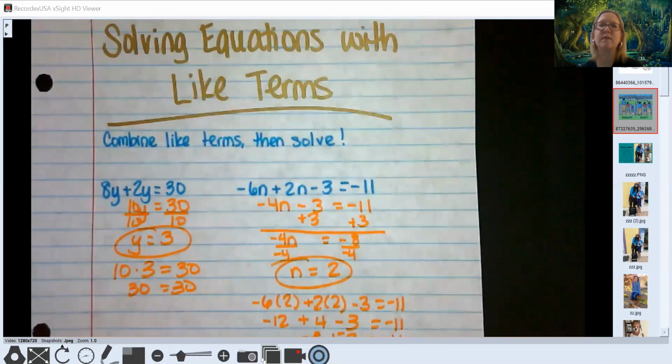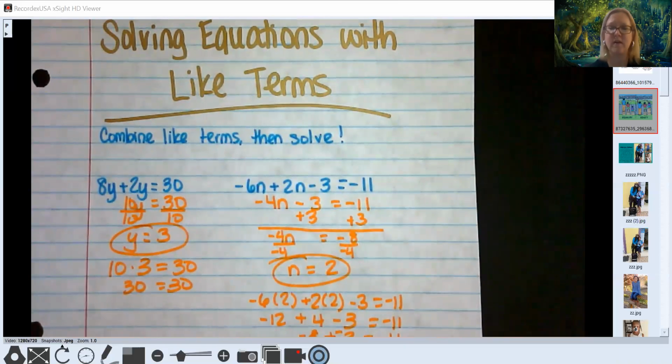So again, anytime you're solving equations that involve like terms, don't let it intimidate you. All you have to do is combine those like terms first and then solve it as you would any normal equation.